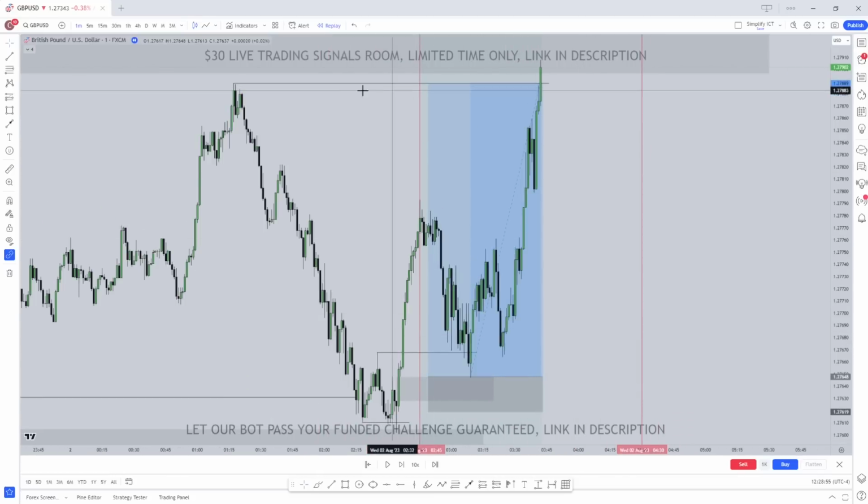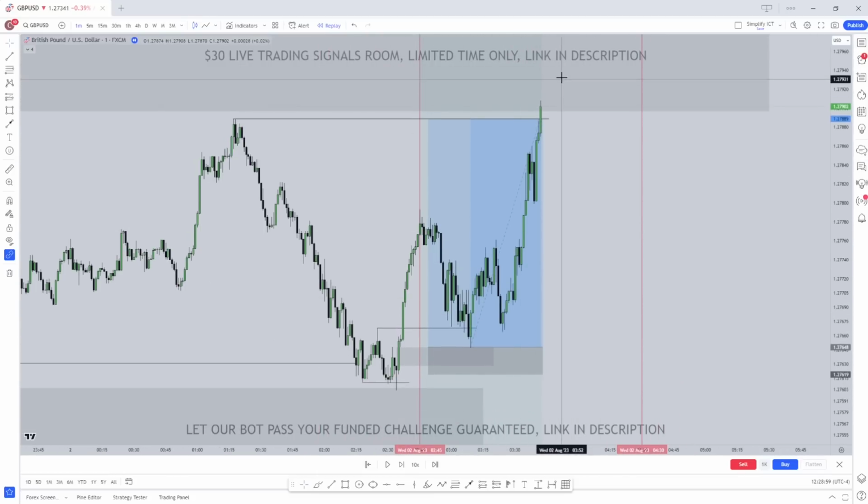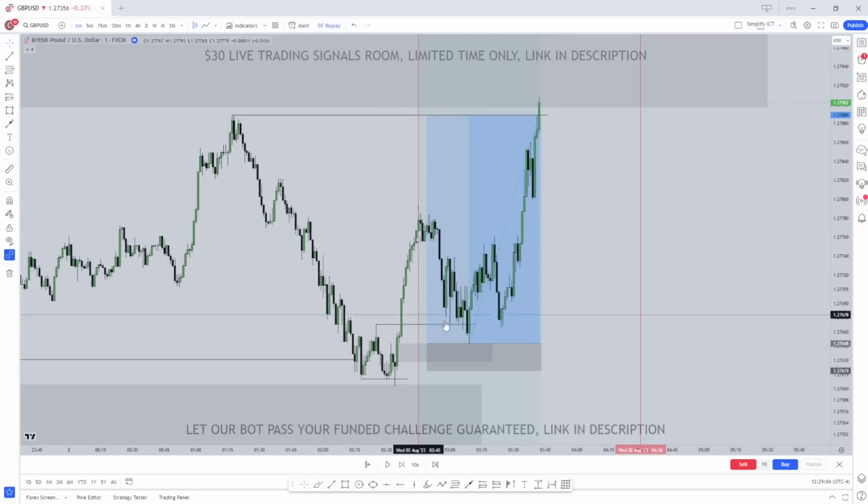And as you can see, price sweeps that liquidity nicely, taps into the order block, and I've broken this down on another video, so I won't go into this sell example right here. But this was an example of how you could have caught the buy with the exact same strategy that I'm showing you, and how you don't get caught up on the wrong side of the market.